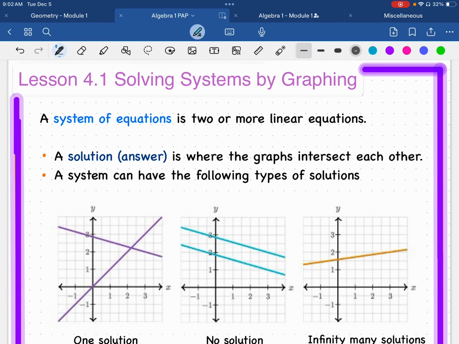Today's lesson is lesson 4.1, Solving Systems by Graphing. A system of equations is two or more linear equations. A solution, or the answer, is where your graphs intersect each other. A system can have the following types of solutions.